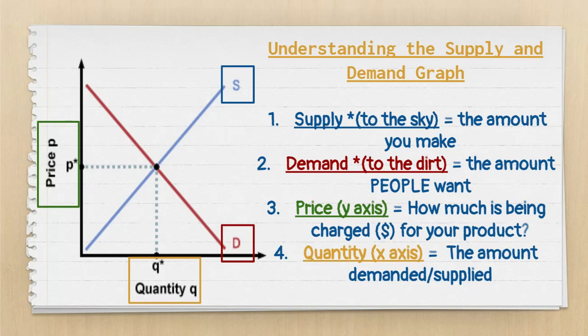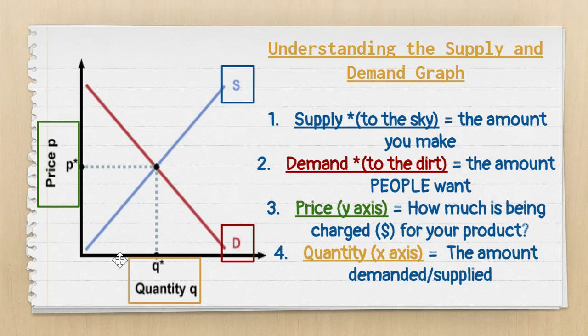So what to understand when you look at the graph: the price, the quantity, the supply, and the demand. Remember that supply is the amount that you will be making or giving out. Demand is the amount that people want to buy. And then you're going to have the price on this y-axis, which is going to depend on how much you want to charge for your product.